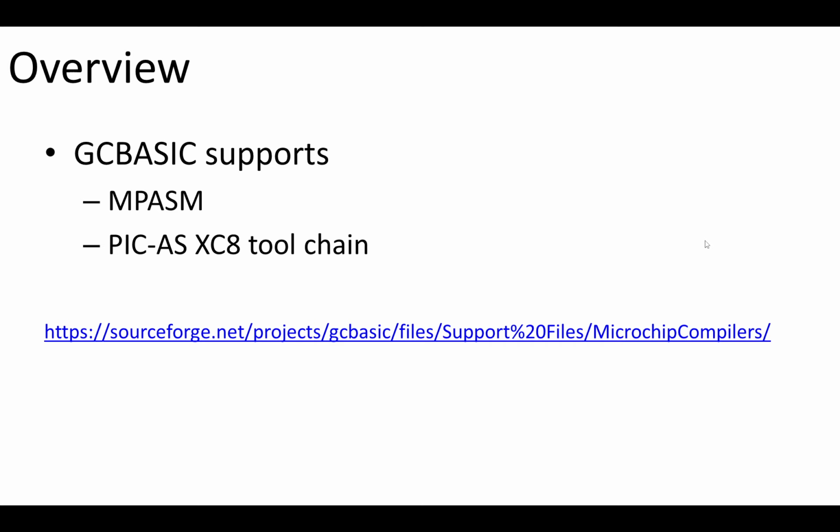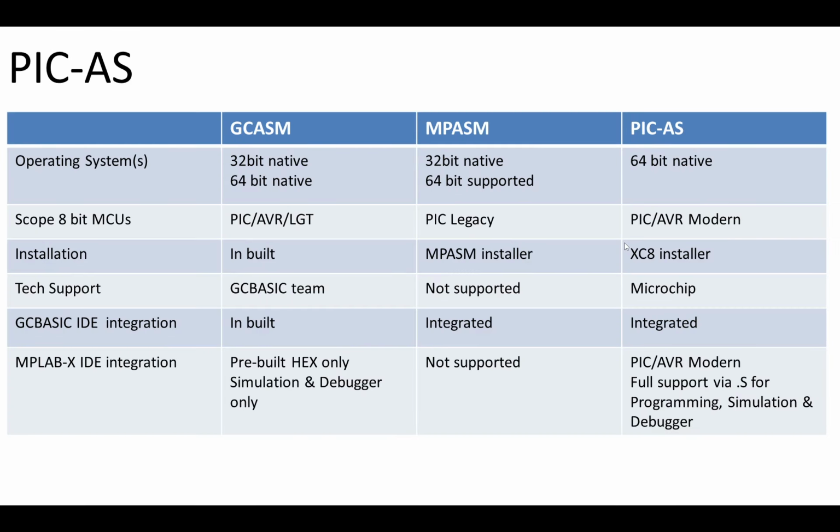GCBASIC supports two external assemblers, MPASM and the PIC-AS XC8 toolchain. You can download those from the URL shown on the screen on SourceForge. Why would you want to do this? Because it's quite important to understand the why. You might want to use MPASM or PIC-AS, as shown in the table, as opposed to the internal linker in GCBASIC, because you have a problem or you want to do some simulation.